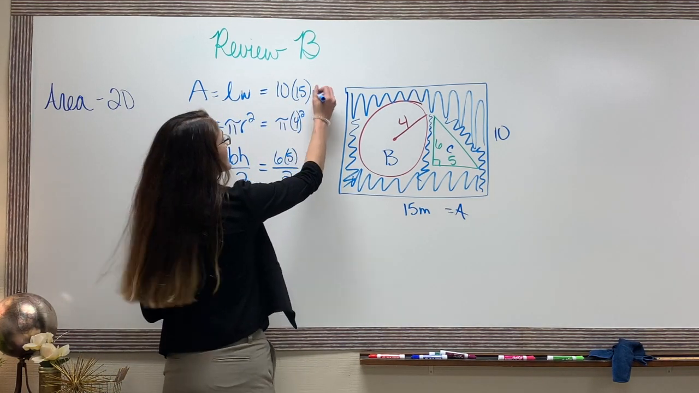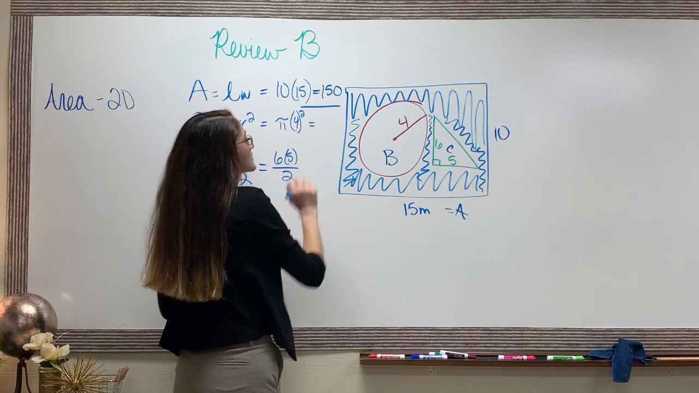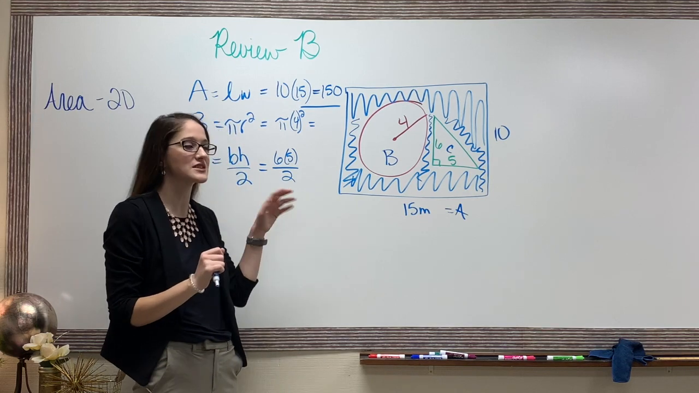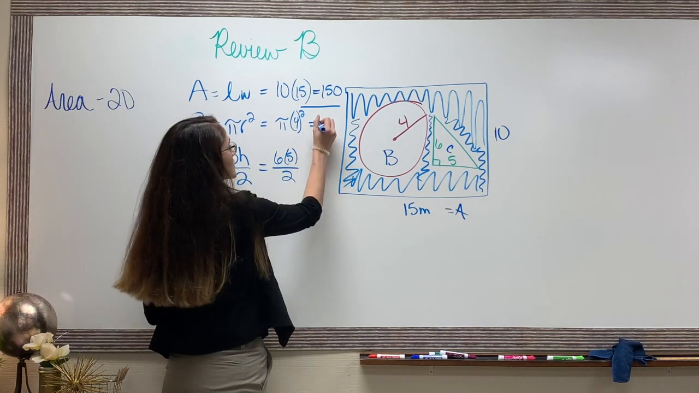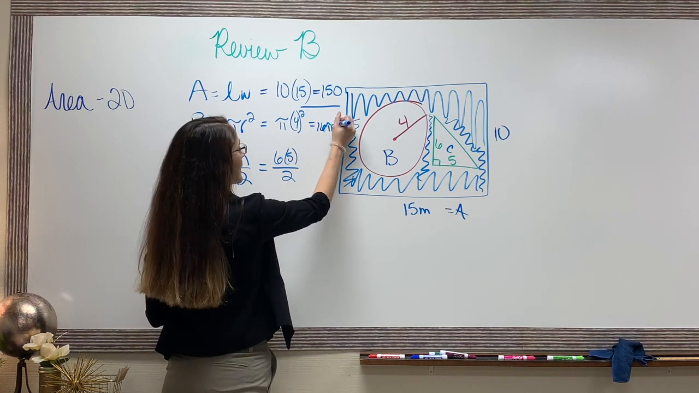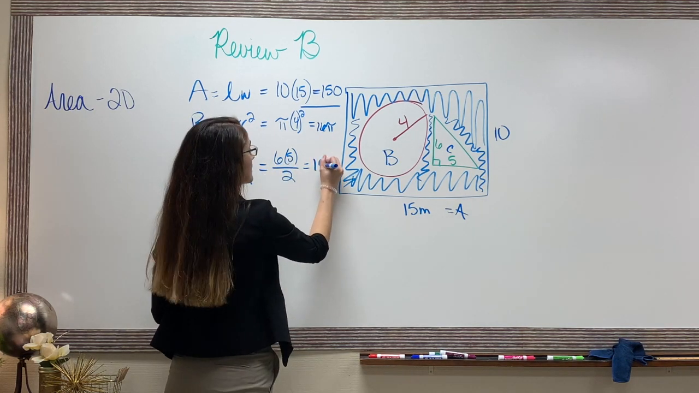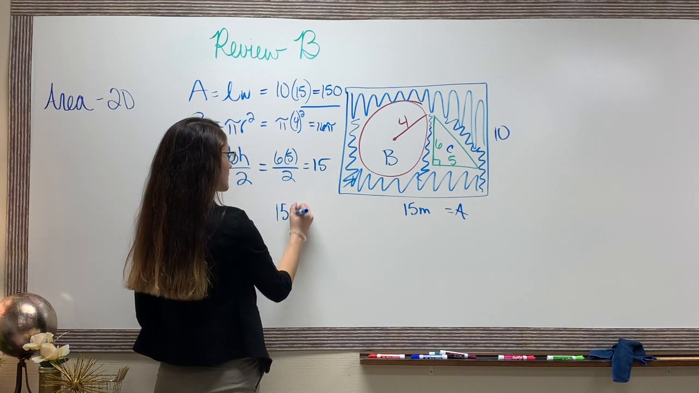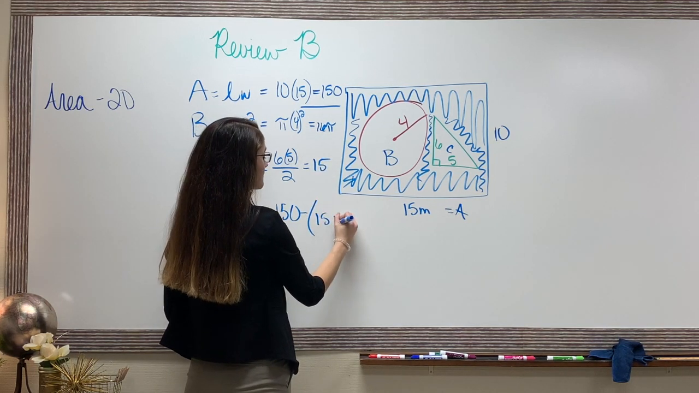So first we need to find this. We know that this is 150. And then I'm going to block that off because I have to remind myself these two are not being added to it, they're being subtracted. So this is going to be 4 times 4 is 16, so 16 pi, and then 6 times 5 is 30, divided by 2 is 15. Okay, so we have 150 minus 16 pi and 15.